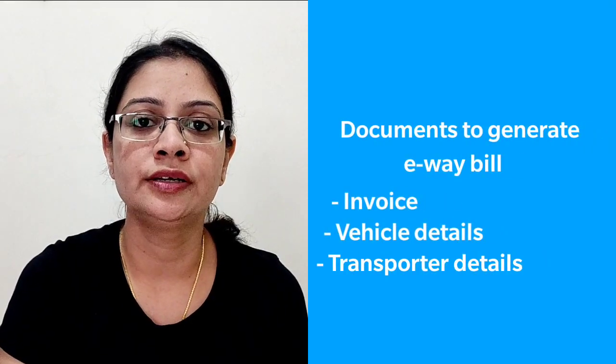So what are the documents that you need when you have to generate an Eway bill? You need an invoice or a bill of supply or a challan for the consignment of the goods. You need a transporter's ID where you're transporting through a public transport, or you need a vehicle number. In case you use a public transport by air or by road or rail, you need the transporter's ID and other transporter details.